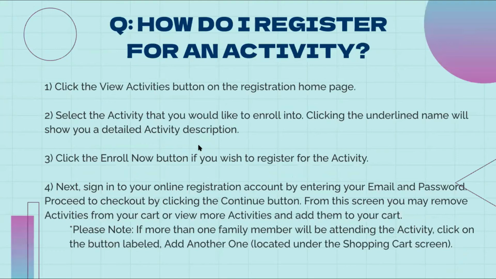How do I register for an activity? You would click the View Activities button on the registration homepage, select the activity that you would like to enroll into, and clicking the underlined name will show you a detailed activity description. And then you would click on the Enroll Now button if you wish to register for the activity. Next, you would sign into your online registration account by entering your login info. Proceed to the checkout by clicking the Continue button, and then you could remove activities from your cart or view more activities and add them to your cart. Please note that if more than one family member will be attending the activity, click on the button labeled Add Another One located under the shopping cart screen.